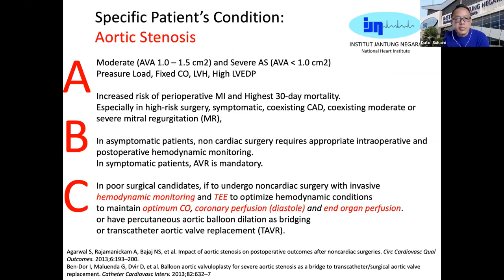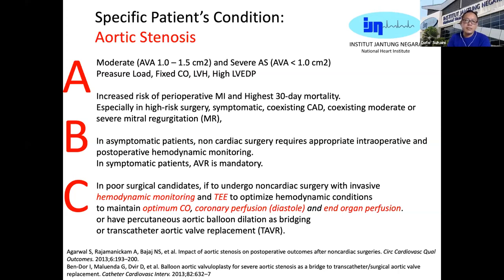Let us go to the first one, which is aortic stenosis. Aortic stenosis is the valve disease that has the highest risk of morbidity and mortality if this patient is undergoing non-cardiac surgery. What is aortic stenosis? Aortic stenosis is when there is any restriction in the opening of the aortic valve during systole. We need to understand the severity of the aortic stenosis by looking into the size of the aortic valve area. Moderate aortic stenosis is defined by an aortic valve area of 1 to 1.5 centimeters squared, whereas severe aortic stenosis is defined when the aortic valve area is less than 1.